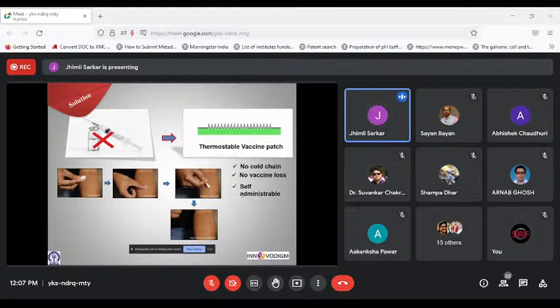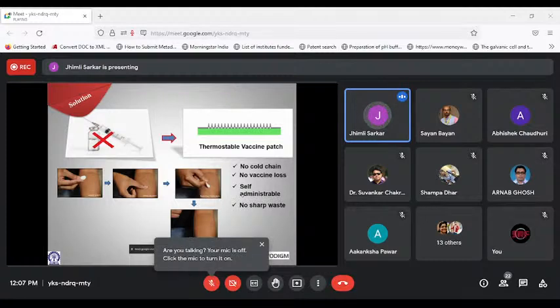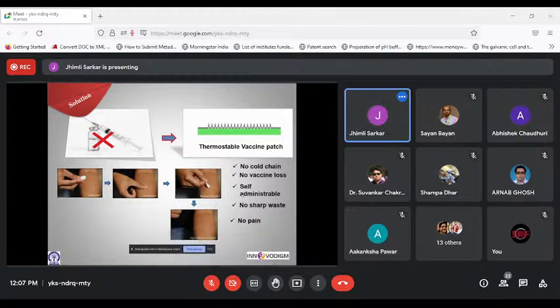Next, it can be self-administered. Suppose in a pandemic situation, you have this patch, you need not go out of your home. You just have this patch delivered at your doorstep and you can apply it. Next, there is no sharp waste generation and less cross-contamination. And finally, while applying this vaccine patch, you do not feel any pain. Why? I'm going to discuss in detail.